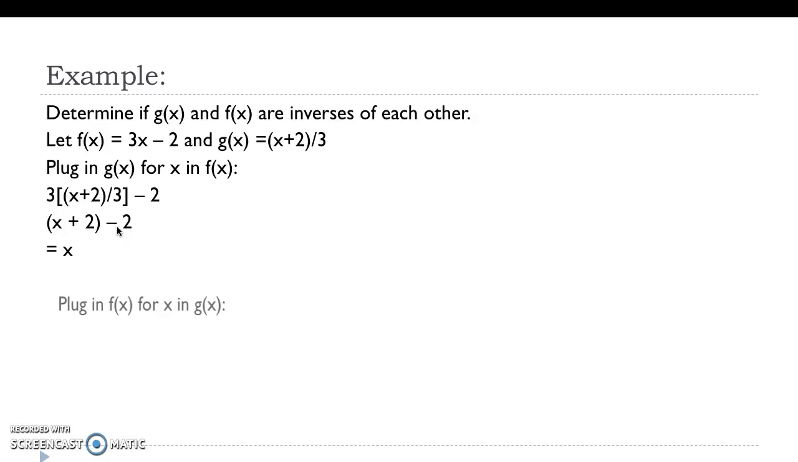So then we have to do it the other way, plug f of x into x in g of x. So you're going to take f of x and plug it into x in g of x, and then simplify. We get 3x divided by 3, which is just x. So they are inverses of each other.